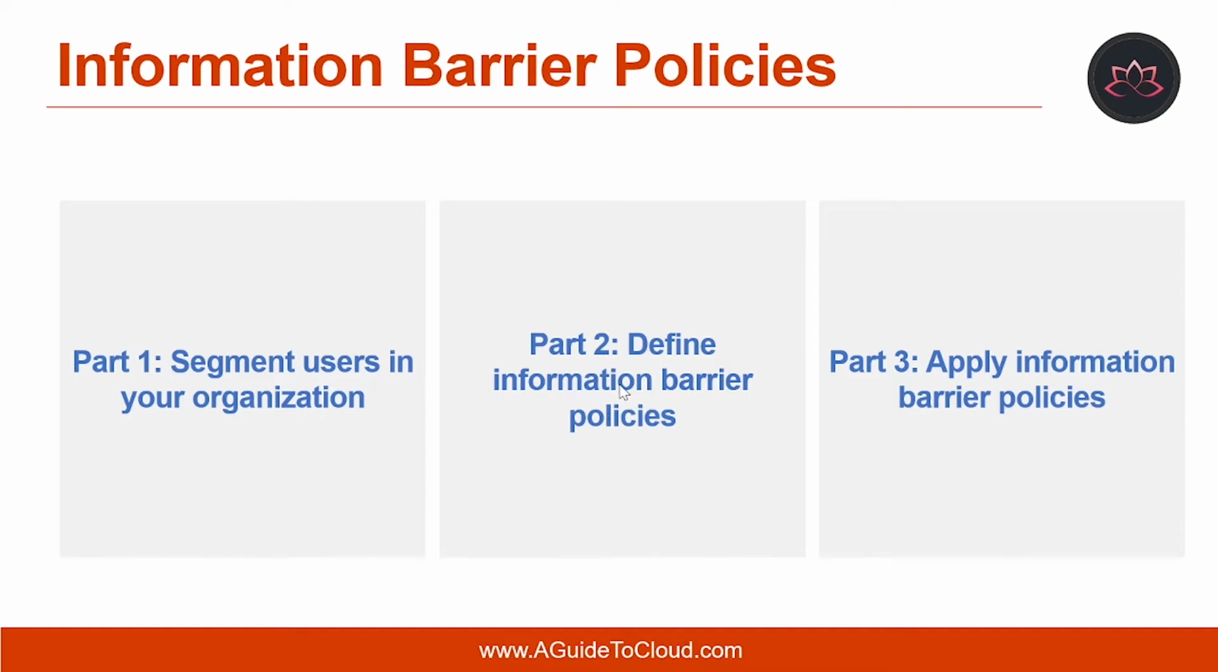The activities are defining your policies, choosing from two kinds, which is block or allow. And the third part is about applying information barrier policies. The activity involves setting policies to active status, run the policy application, and view policy status.